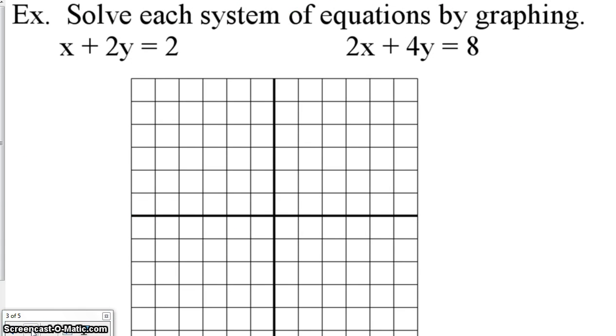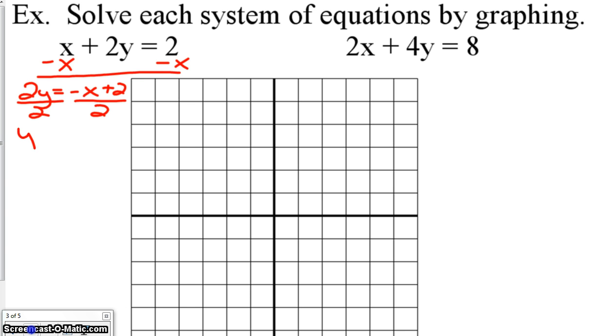We're going to go to another example. We're going to solve these equations, putting them in slope-intercept form, and then we're going to graph the lines to see where they intersect. So we'll start with our first equation, x plus 2y equals 2. We're going to move our x over to the other side, again by subtracting it. So we're left with 2y equals negative x plus 2. Divide everything by 2. Y equals negative 1/2 x plus 1. That is the first equation we're going to graph.